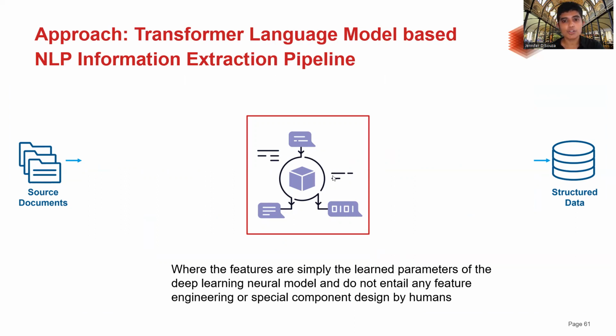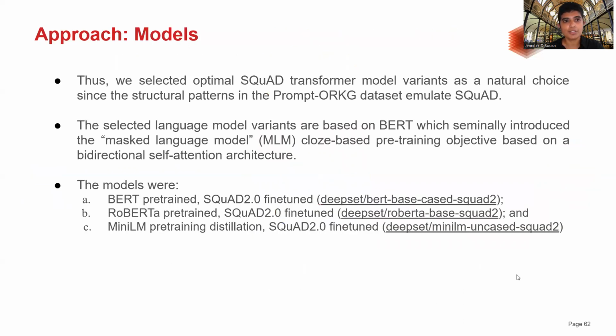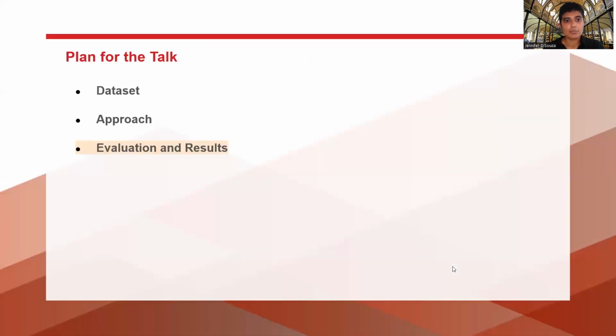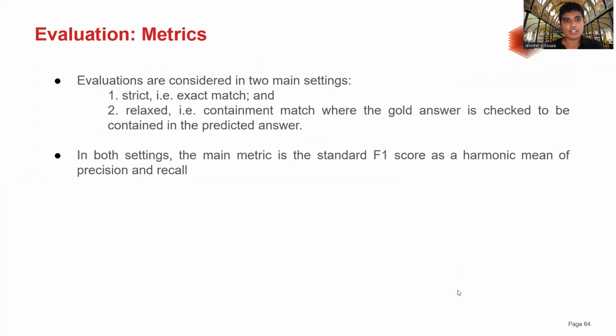Nevertheless, the black box models have proved to be very effective, where the features are simply the learned parameters of the deep learning neural model and do not entail any feature engineering or special component design by humans. So with this, we complete our approach, and now we move on to the evaluation and results.